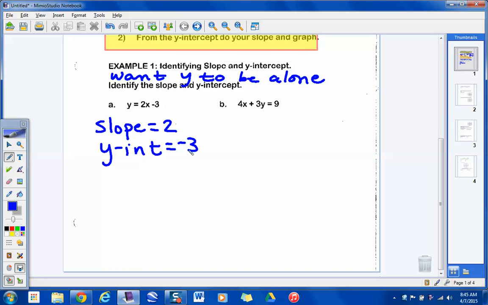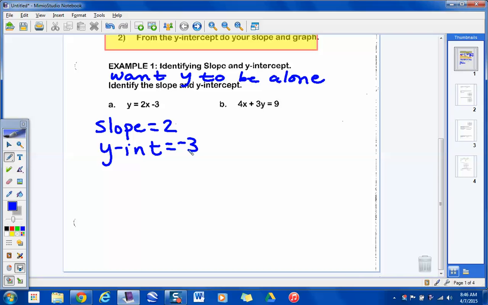Well then, now we have a problem. We gotta identify the slope and the y-intercept in part B. Again, what do we want when we answer these questions? We want y alone. Over here it is not, is it? Okay. Now, we could put stuff back in function form. And I want to show you how function form works again.